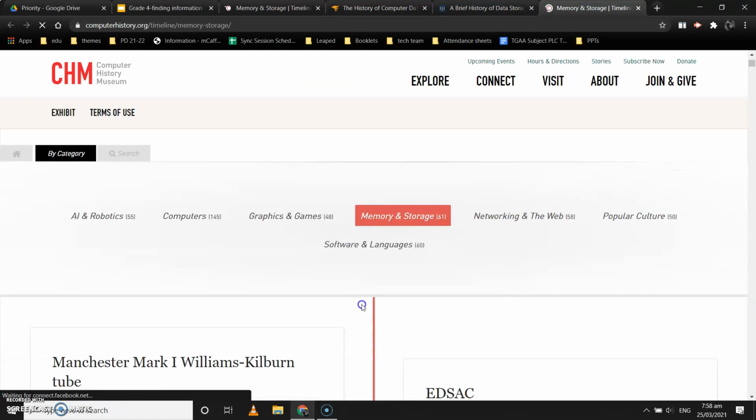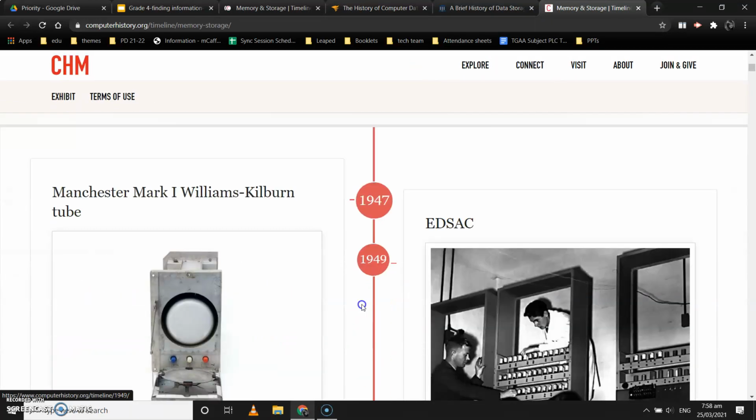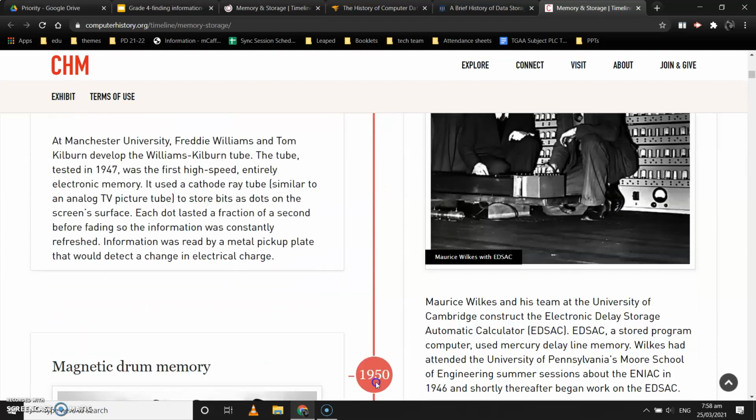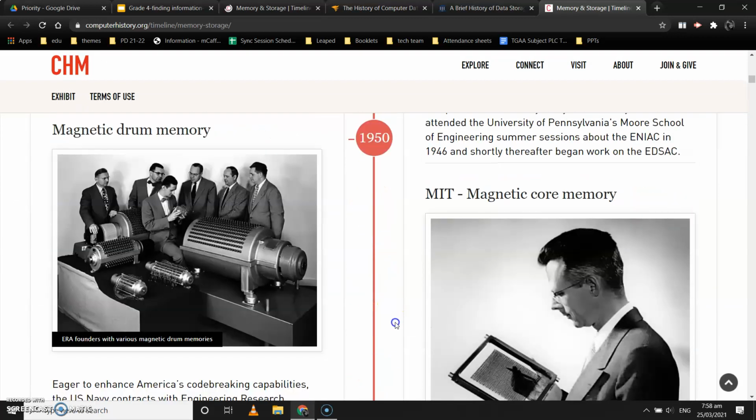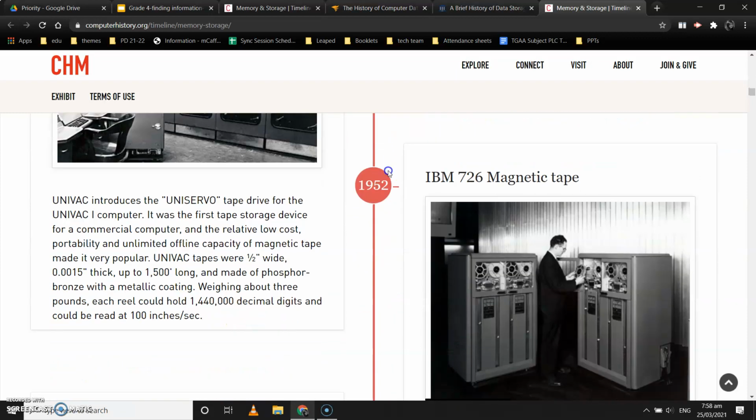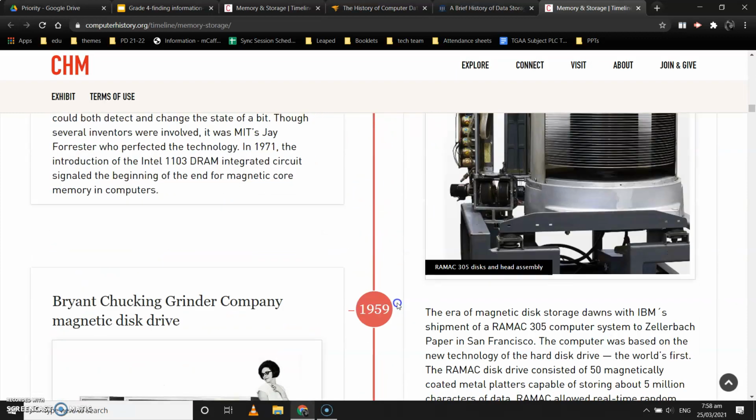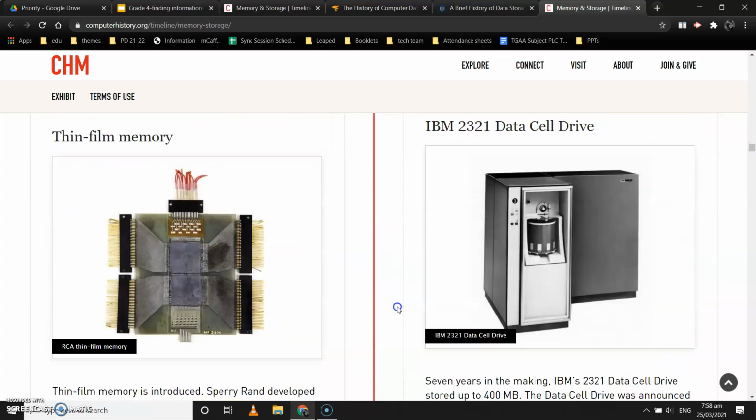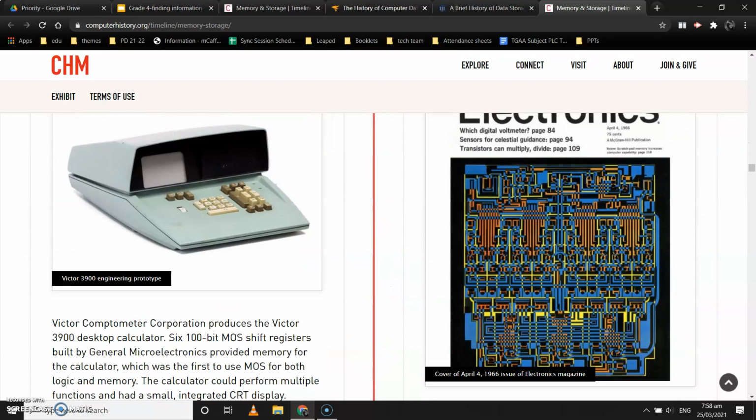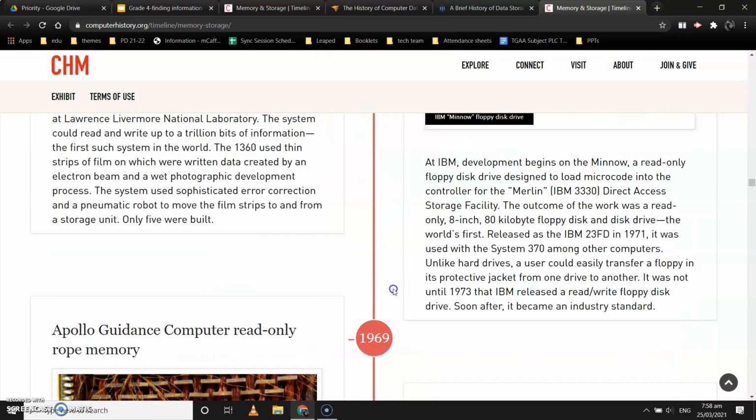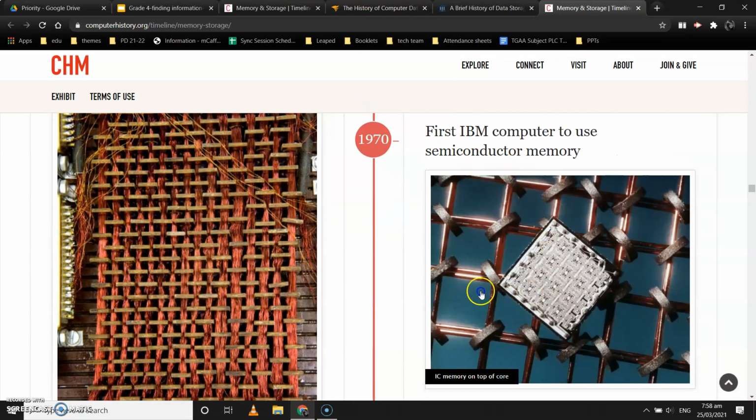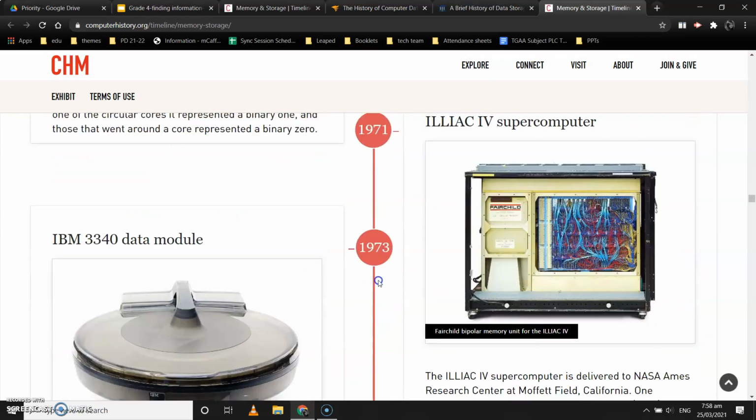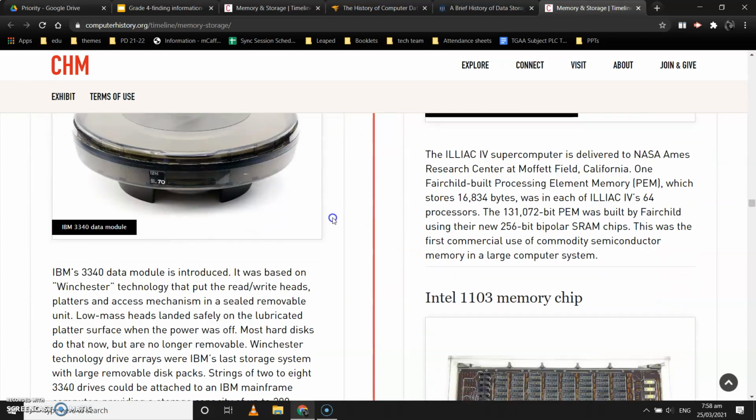Okay, let's see this one. Timeline of computer history, memory and storage. Okay, see, year is given over here, so this will be easier for you, right? 1951, 52, 53, 56, 59, 61, 62, 63. If you go on like this, we'll reach 1970. Yeah, so this is a memory that was used. Then 1970, there are so many, you can take any one.